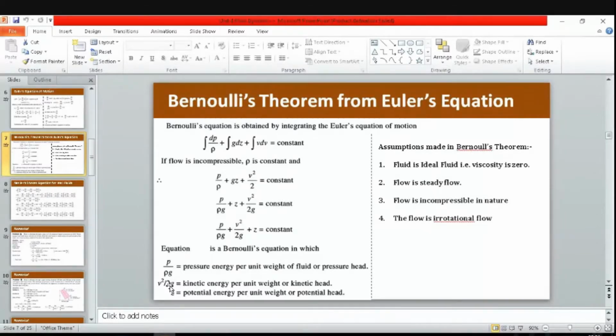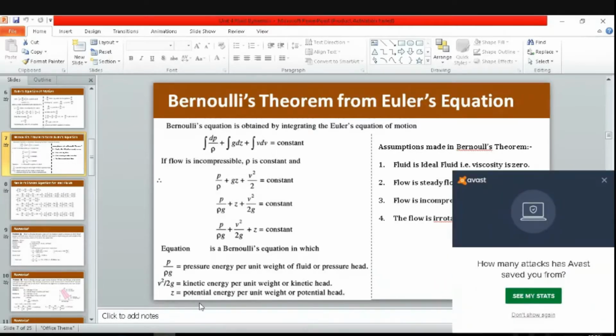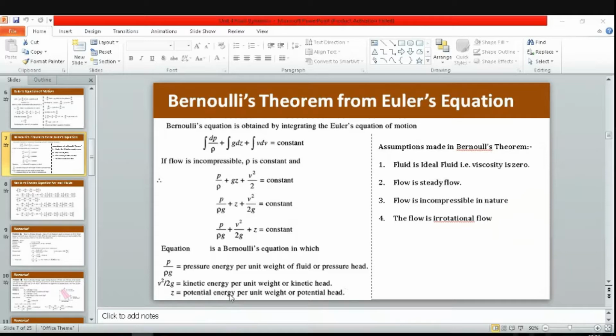So Z is nothing but potential energy mgz divided by the weight of the fluid mg. So mg cancels. So it is potential energy per unit weight of the fluid, and it is called datum head. After that, we had seen the statement of Bernoulli's theorem.